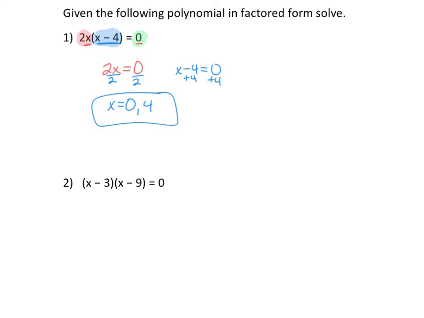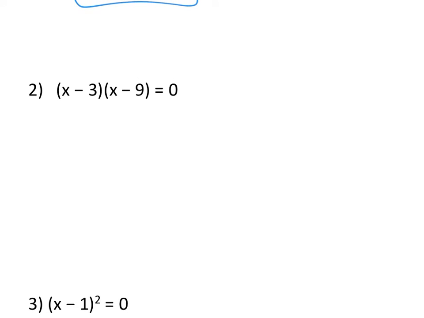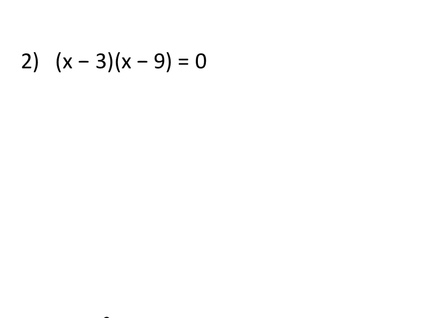I want you to go ahead and try number 2. Okay, so again, it's in factored form, so they've already broken down my terms. How many terms do I have here? 2. So go ahead and just break them apart. They're set equal to 0 already, so you don't have to do anything but break them apart.